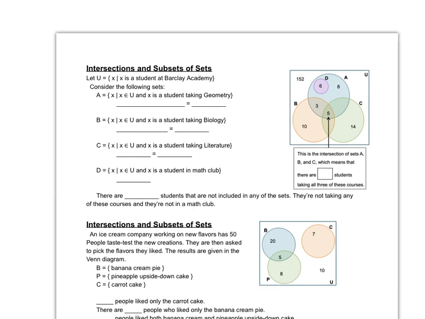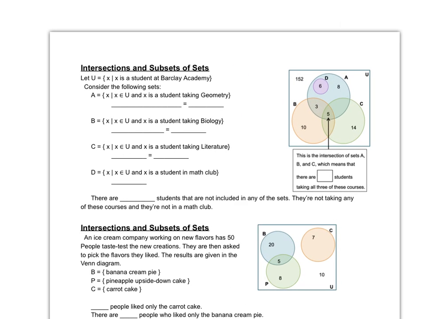Going on to intersections and subsets. So using this as an example, really, we just got a large example here. It reads, let U be all X values such that X is a student at the Barclay Academy. Okay, so we have a bunch of students right here represented in our Venn diagram. A is going to be all students, elements of the universal set, and X such that these students are taking geometry. So set A over here is going to be my geometry students.